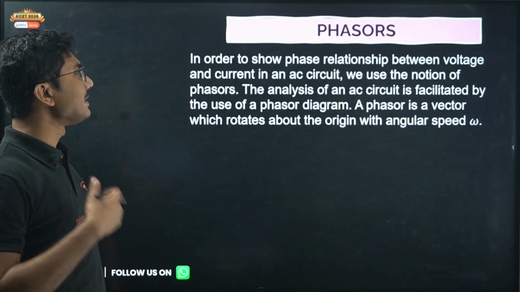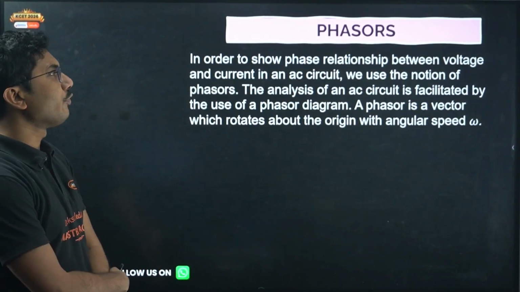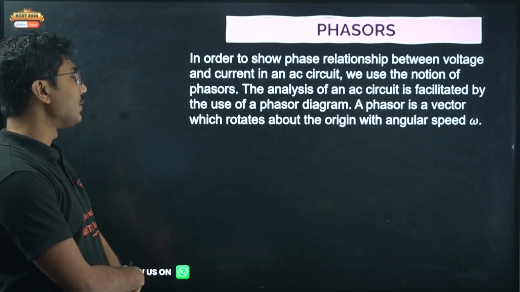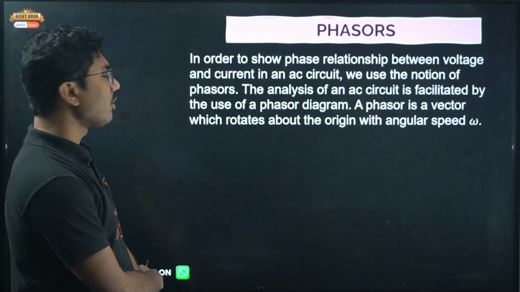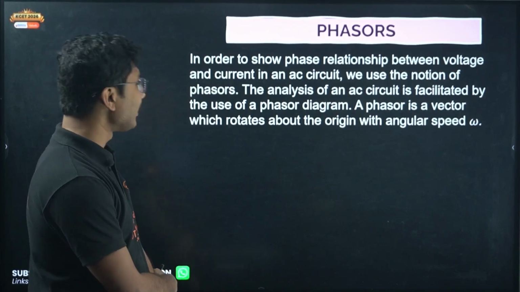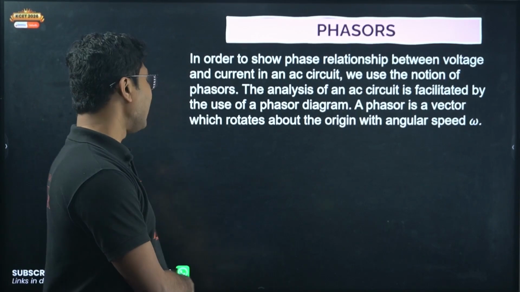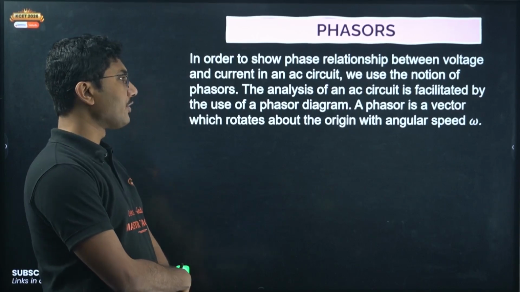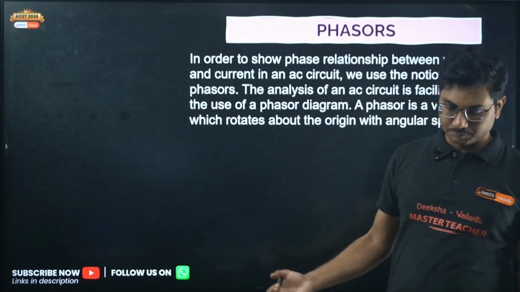Now let's move on to the phasor diagram. Phasor is a very important part of the AC chapter. In order to show the phase relationship between voltage and current in an AC circuit, we use the notion of phasors. The analysis of an AC circuit is facilitated by the use of a phasor diagram. A phasor is a vector which rotates about the origin with angular speed omega. Now what is the meaning of phasor?